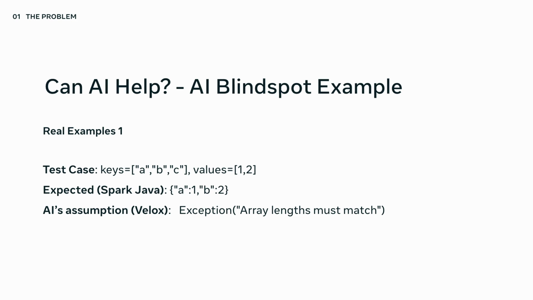Here is a real example we hit when we migrated some of the Java UDFs. For example, one UDF expects two key-value arrays. The test case here provides two arrays with different sizes. From the Java UDF, what I expect is that we just ignore the additional values, and only use the matching key-value pairs. But when AI writes the Velox UDF, it expects the keys and values to be the same size, and it throws an exception saying the arrays don't match. So this is AI missing an edge case.